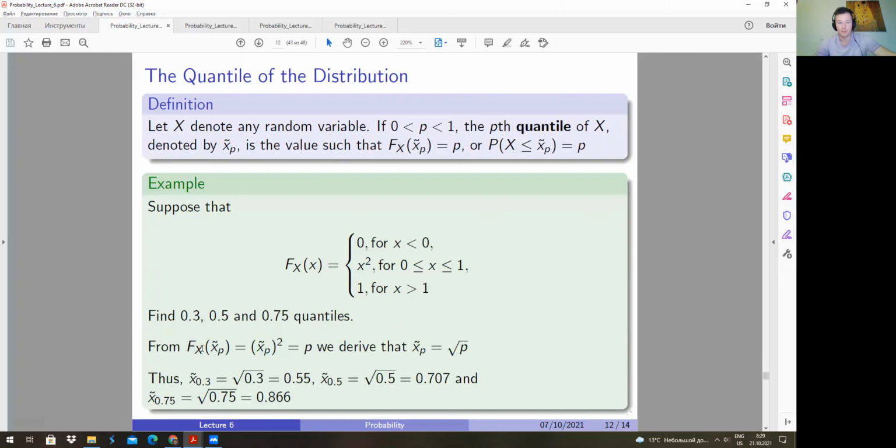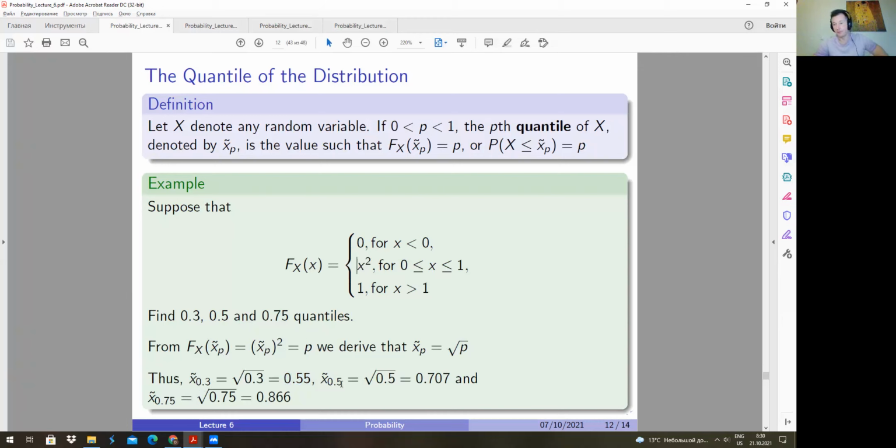So we need to calculate something like this. If I plug x tilde p inside my CDF, I will get x tilde p squared, and it must be equal to p. From here I can derive that x tilde p is just the square root of p. So when I want to evaluate this quantile for 0.3, it's the square root of 0.3, which is 0.55. It means that if I plug 0.55 into this function, I will get probability 0.3, or 30%.